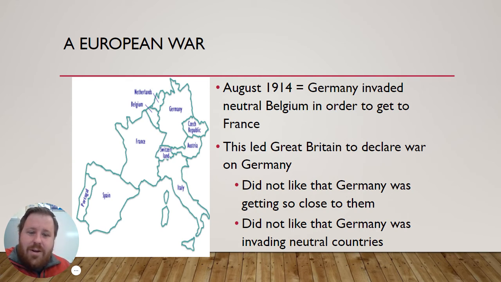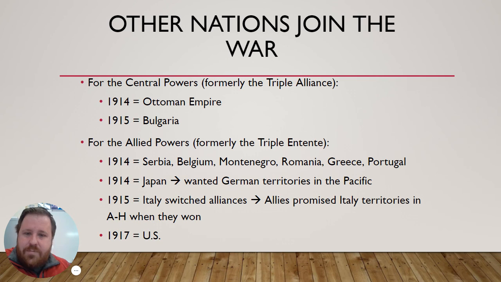So Belgium being neutral, Great Britain wasn't very happy that they invaded Belgium. So this led Great Britain to declare war on Germany. They didn't like that Germany was getting so close to them. They didn't like that Germany was invading neutral countries. So then Great Britain declares war on Germany from there, because they had invaded Belgium and gotten real close to just across the channel from Great Britain. So other nations joined the war from there.